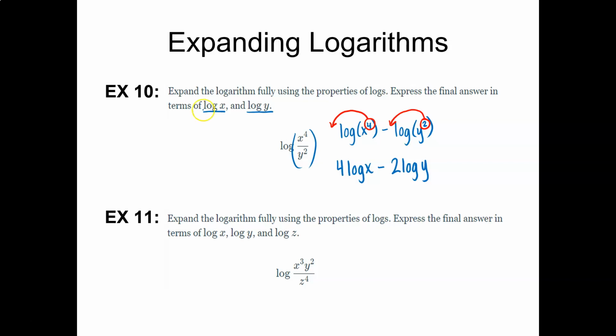So when it says in terms of log x and log y, it means that in the end, you can't have anything else inside of your logs. Everything has to be cleared out. So if you typed in log of x to the fourth minus log of y squared, technically that is equivalent to this over here. It's just not expanded as far as they wanted it to be expanded, so it's not going to count it right for you.